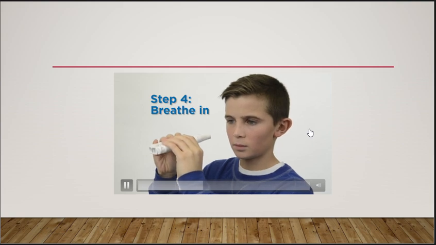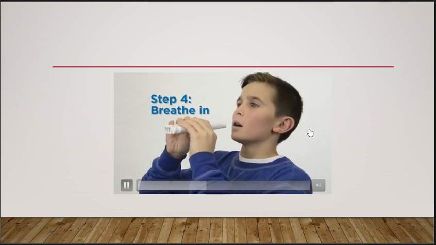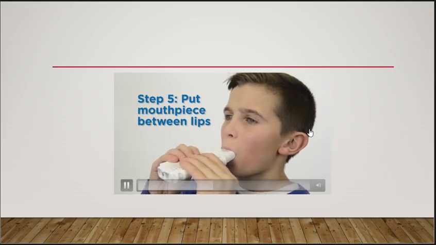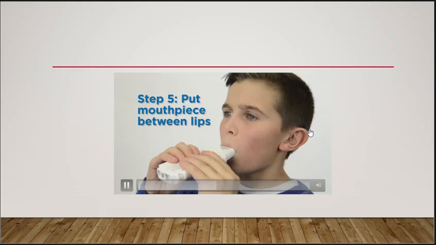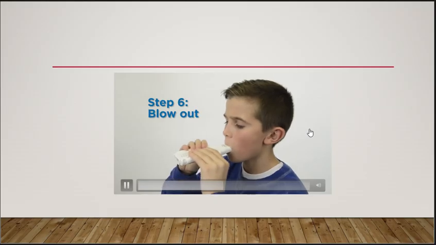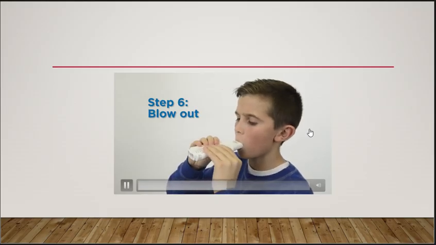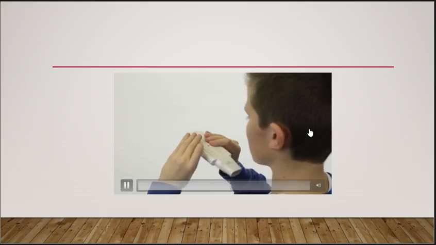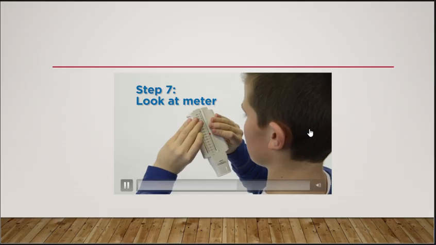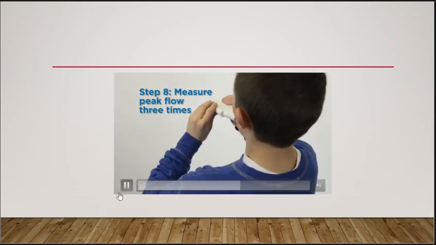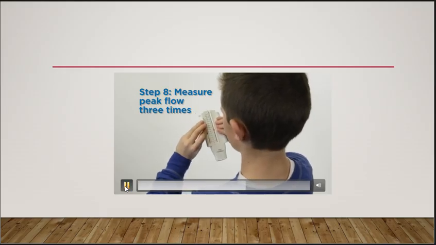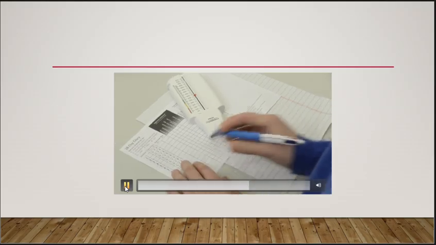Breathe in deeply to completely fill your lungs with air. Put the mouthpiece between your teeth and close your lips tightly. Do not put your tongue on the mouthpiece. Blow out as hard and fast as you can through the mouthpiece. The sliding marker will move up the scale. Look at the number on the meter to see where the marker stopped. Repeat the steps and measure your peak flow 3 times. Record the highest.